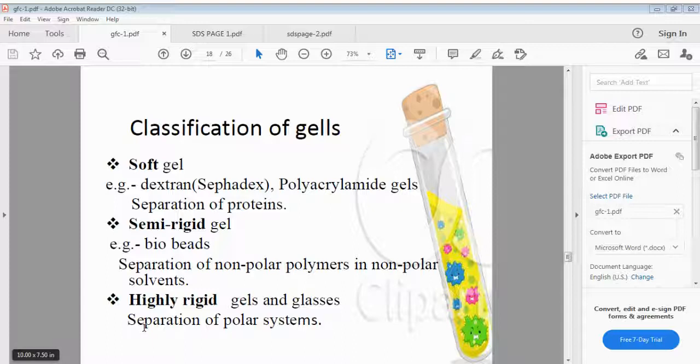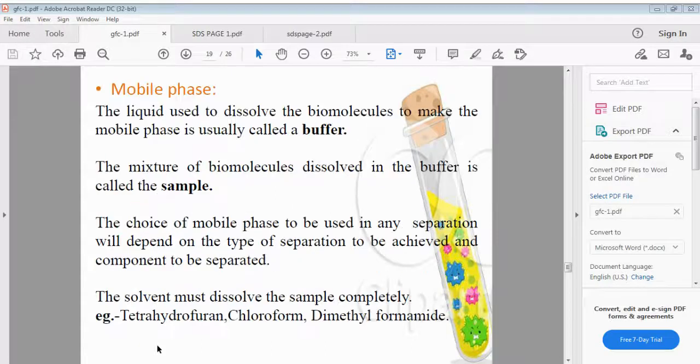So they are used for the separation of polar systems. So these are the three kinds of gels used for gel filtration chromatography. So mobile phase how is it? The liquid used to dissolve the biomolecules to make the mobile phase is called a buffer.